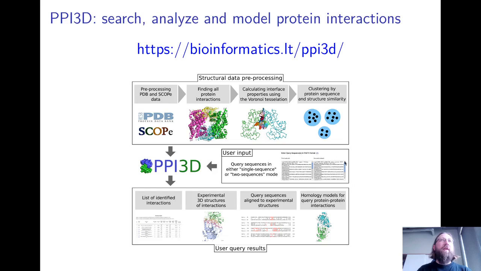What you do, you take your protein of interest or a pair of proteins, you input them to our web server, and after a simple sequence-based search, you have a list of identified interactions for your proteins or their homologs. You can analyze the experimental three-dimensional structures, and you can also infer the interaction interfaces according to visualized sequence alignments.